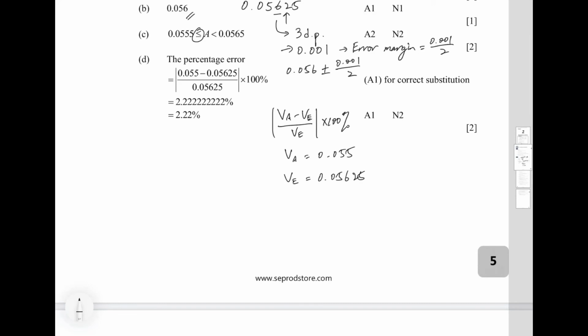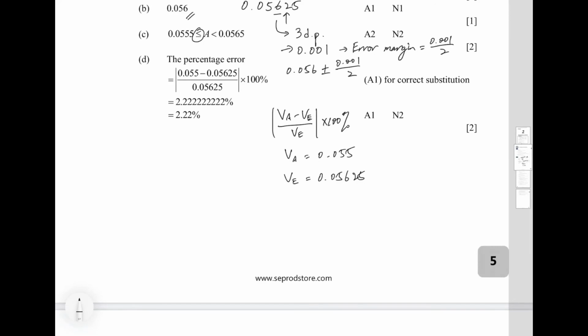In this situation, we have the actual value, which is the exact value, VE, equal to 0.05625, whereas the estimated value would be 0.055. Then we can use this formula: the absolute value of the fraction VA minus VE over VE, times 100%. That would be the formula of the percentage error. The reason why there is the absolute sign is that sometimes VA can be greater than VE or vice versa, and we just need the absolute value, which is the positive magnitude.